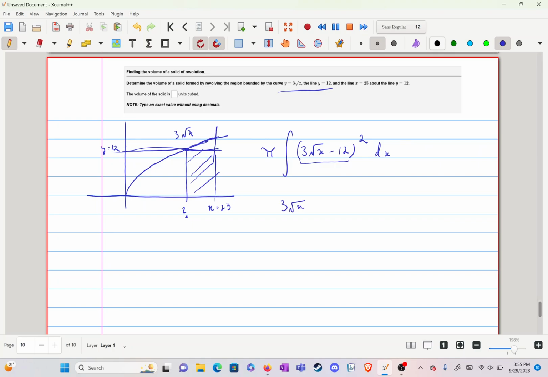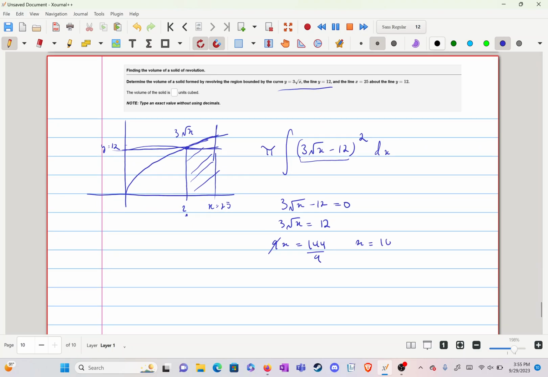So 3 square root of x minus 12 equals 0. Add 12 to either side. Square both sides. It gives us 9x equals 144. Divide by 9. 144 divided by 9 is, I believe, 16. So that is our point right here, x equals 16, and that is our bound of integration, 16 to 25. We're given 25 in the problem. We just needed to find 16.